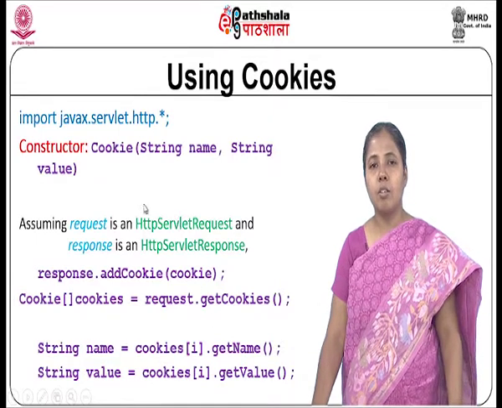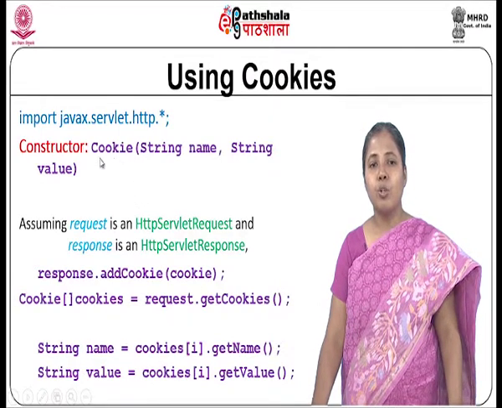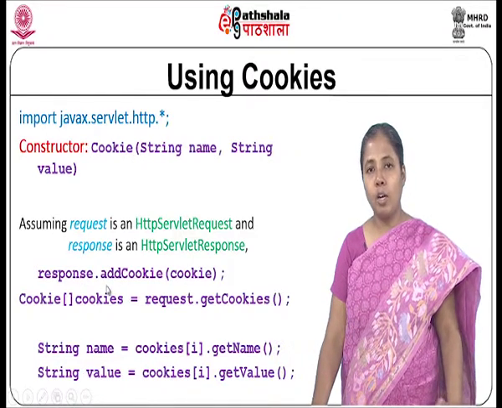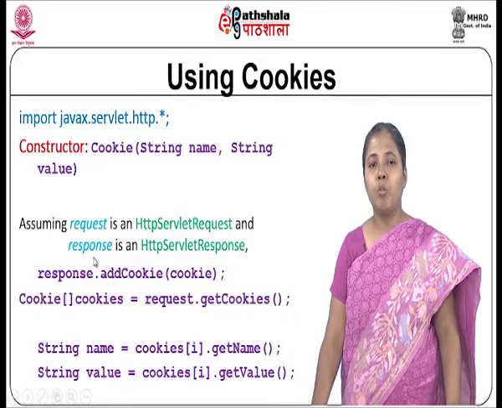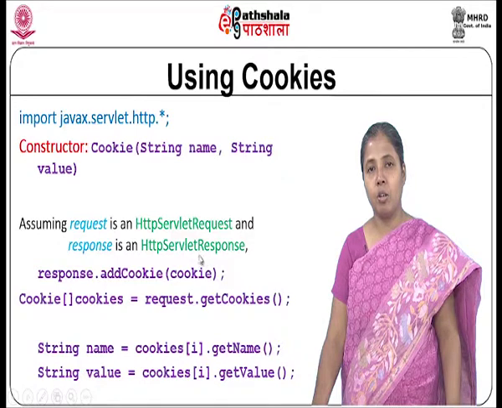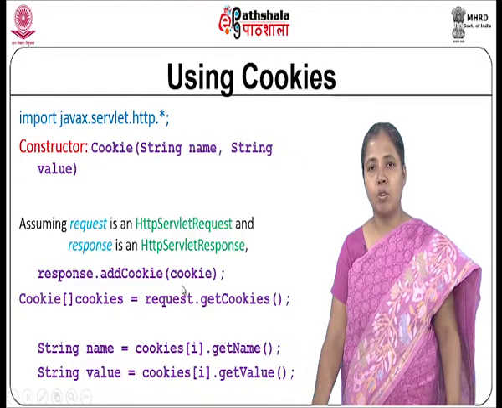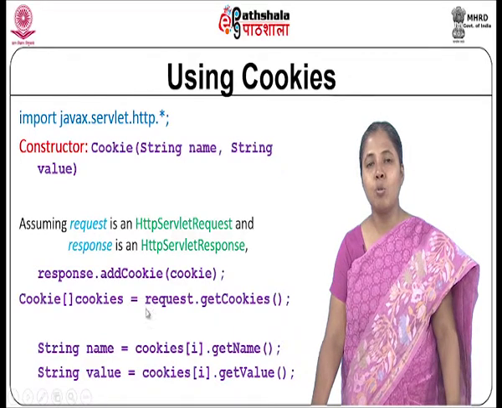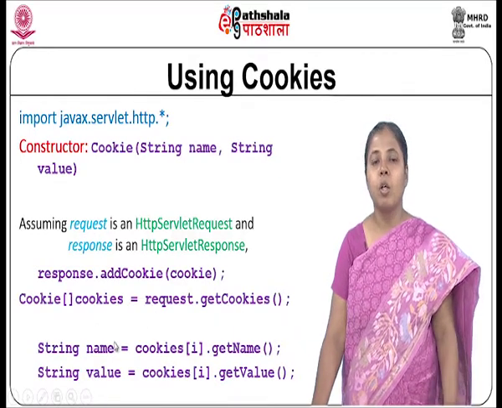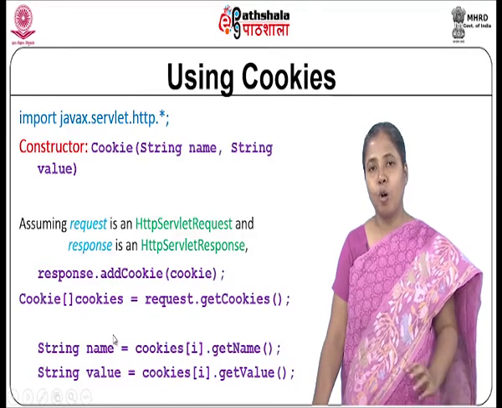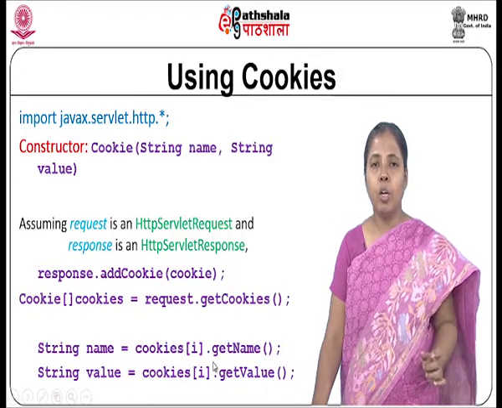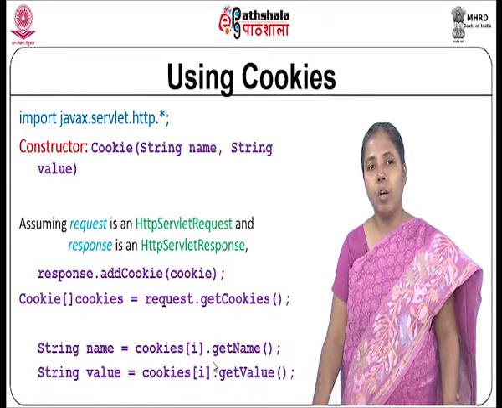Here is how we can use the cookies. As I told you, you use the constructor to create the cookie object and then you have to add the cookie to the response. The response is an object of this HttpServletResponse class. So, response.addCookie would add the cookie to the HTTP response, and now you make use of the method called getCookies to return an array of cookie objects. Once you get an array of cookie objects, use a for loop to read the cookies one by one. Within the cookie, you know that you store the name of the cookie and the value of the cookie.